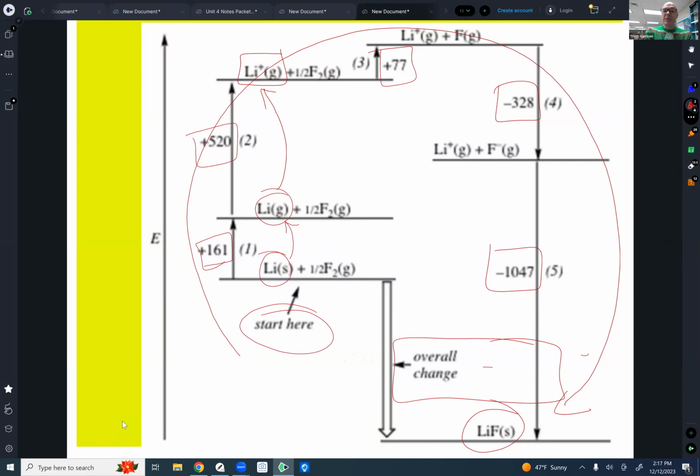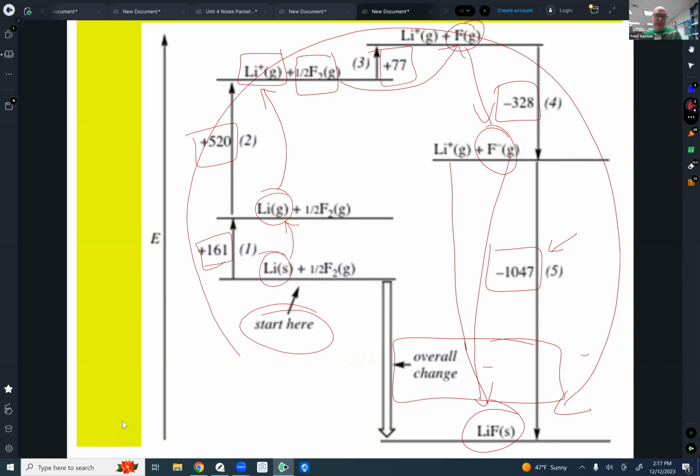Then in the next step, we are going to split apart F2 and turn it into regular F, and that adds another 77. Now we start putting things back together. That fluorine is going to become a negative fluorine ion, and it releases, so it's a negative 328. And then finally, those two pieces are going to come together to make lithium fluoride that releases a negative 1047.